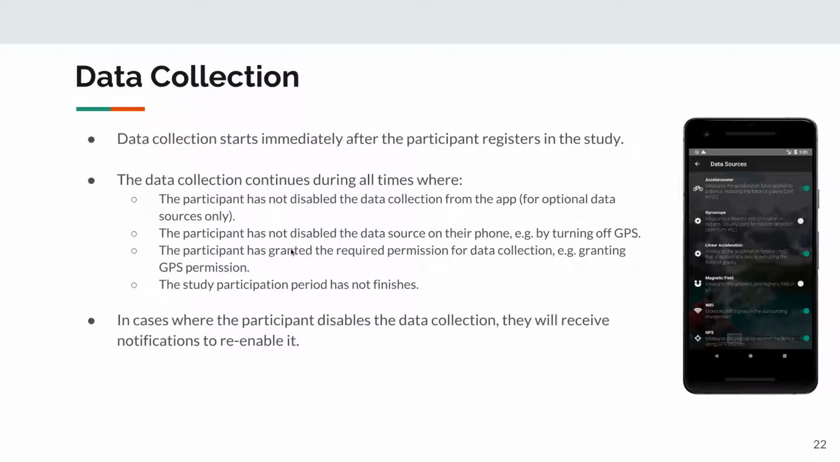But the other factor is permission. They need to grant us the required permission to access all this data, like GPS, Bluetooth, and motion sensor. If they don't grant the permission or revoke it at any time, the data collection stops until they provide the permission again. In all these cases, they will receive a notification through the app if they have disabled any of these data sources, asking them to re-enable them. But still, the data collection will not happen during that time for that specific stream.